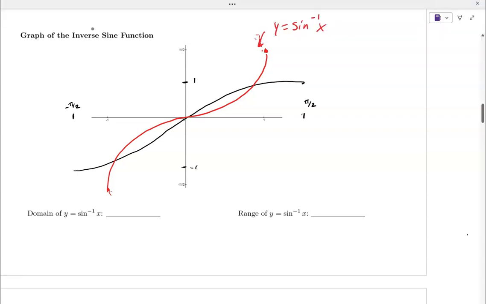Okay. All right. So let's think about domain and range. Remember, domain of the inverse is the range of the original. Range of the inverse is the domain of the original. Well, so let's do domain first. The domain of inverse sine is the range of sine. What's the range of sine again? Negative 1 to 1, right? So this will be negative 1 to 1 here.